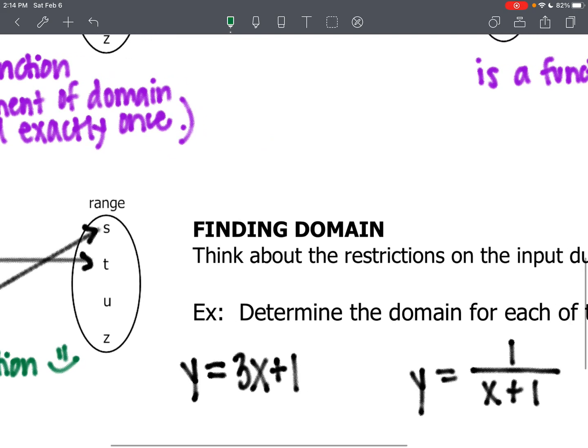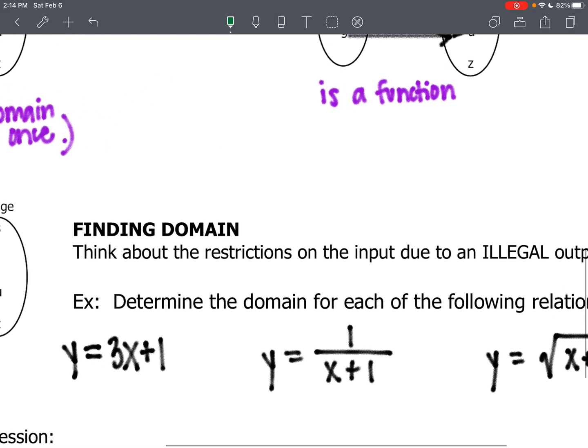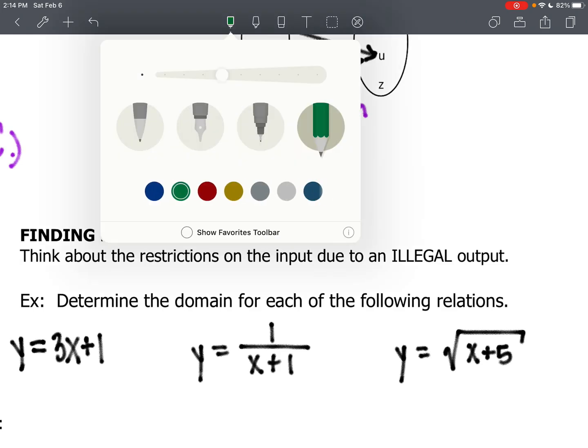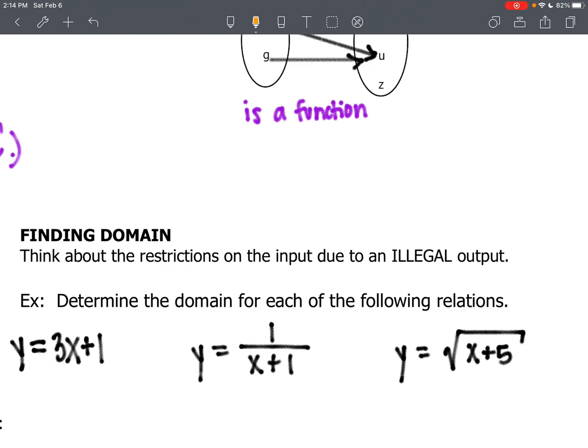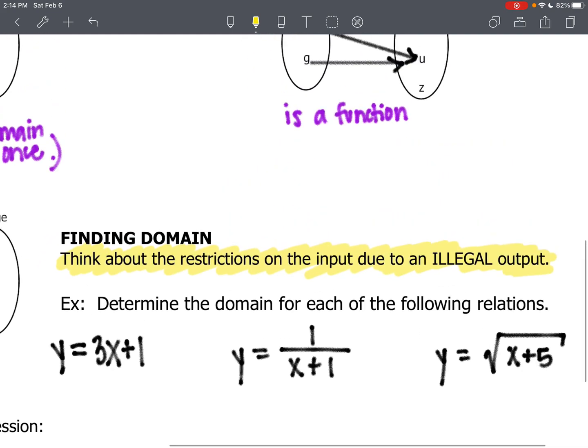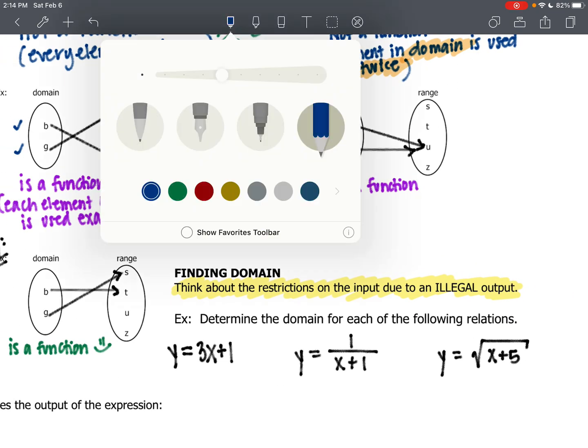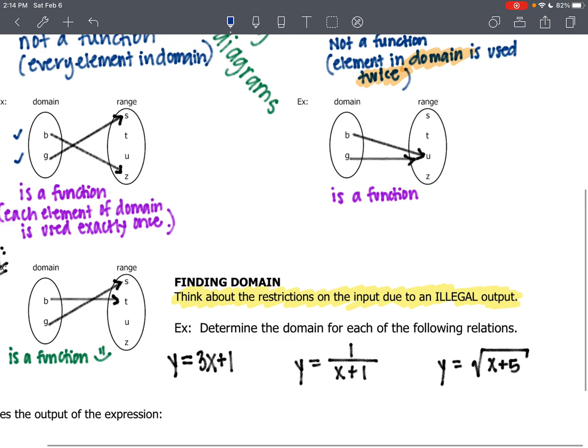Okay, let's think about domain, and let's think about the restrictions on the input due to an illegal output. Very important here. It's so important, I'm going to highlight it. When something's pretty important, I usually take a highlighter to it so I can see it later on. So we think about restrictions on the input due to an illegal output. And right above this, I'm going to write a few things. I'm going to make this just a little bit smaller, there we go.